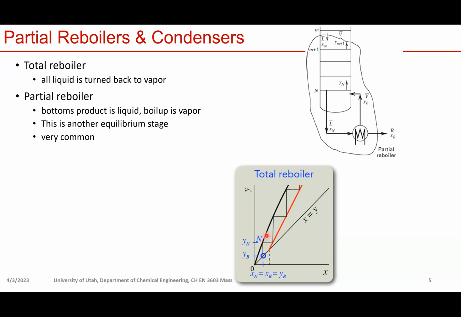Then that Xn enters this reboiler. In this case, it's a total reboiler. So we have XB equals YB equals Xn. That point gives you the composition of the reboiler. So the vapor composition equals the liquid composition and equals the feed composition for the reboiler. That's for your total reboiler.